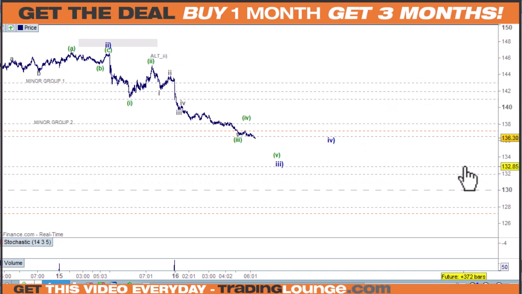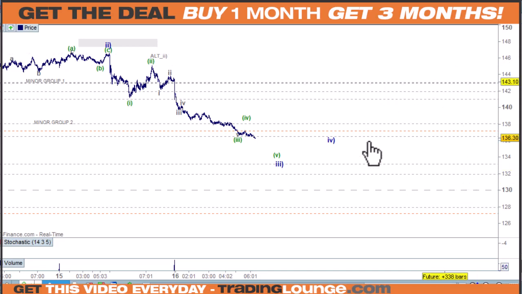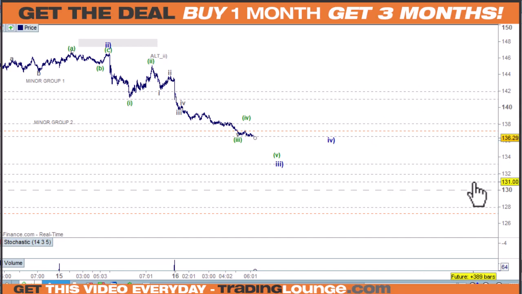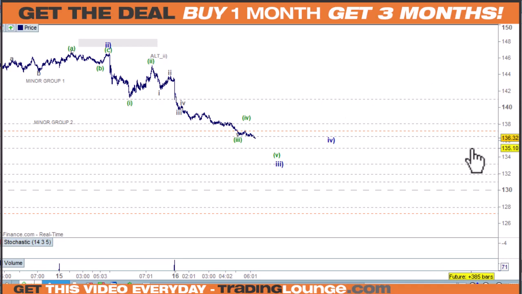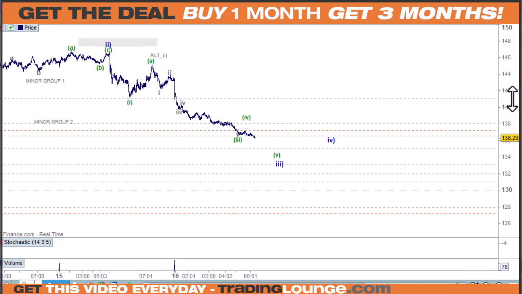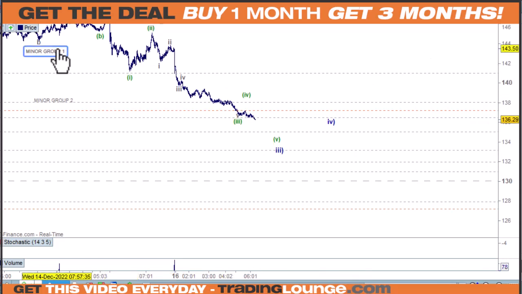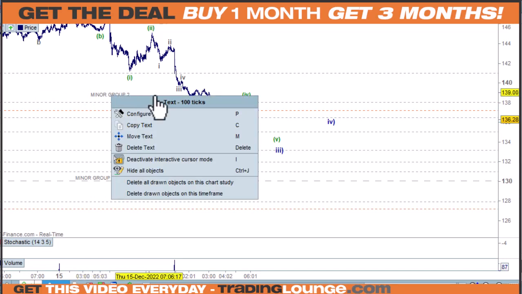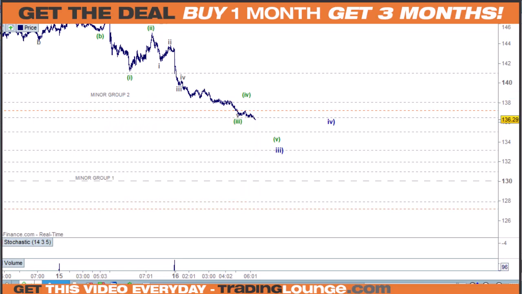30, 33 roughly, and 31. That's all of subgroup 1 here, and then we can put the 5 in as the midpoint here, so that will also play out as well. And then minor group 1, that should be subgroup 2 there. That's where it is at the moment.